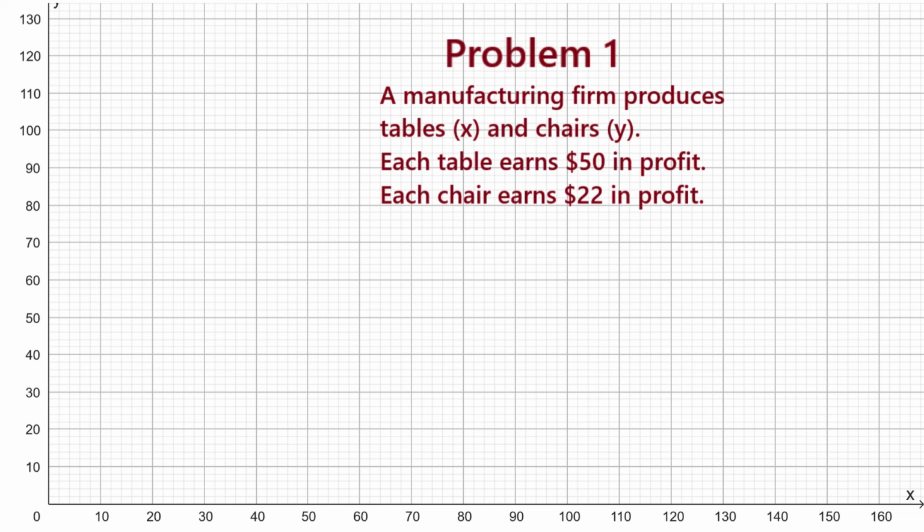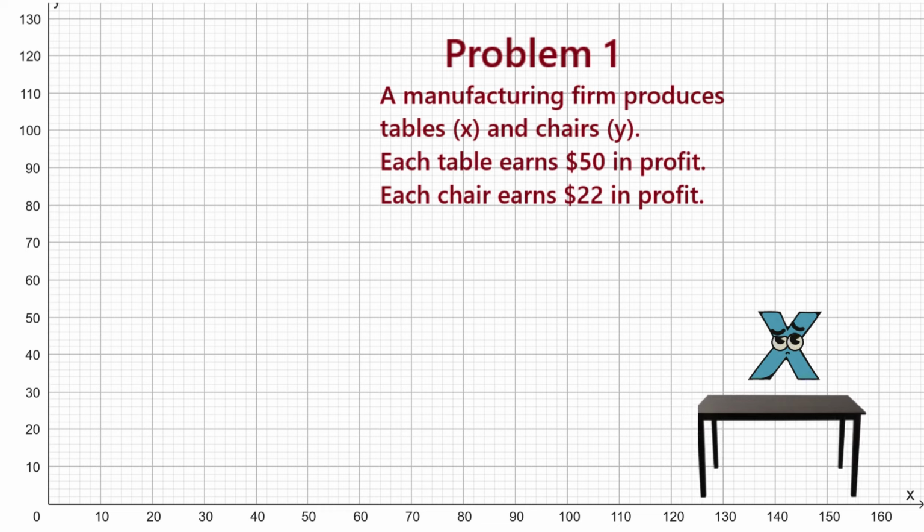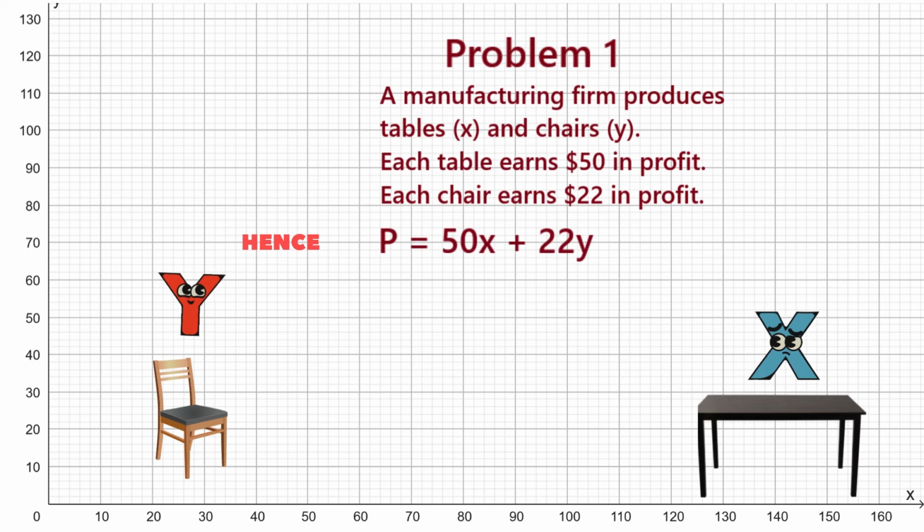Let's define our profit function. Suppose each table earns $50 in profit, while each chair earns $22 in profit. Let x be the number of tables produced and y be the number of chairs produced. Then, our objective function is total profit. P is equal to 50x plus 22y. Our goal is to maximize P, but we must respect our constraints.